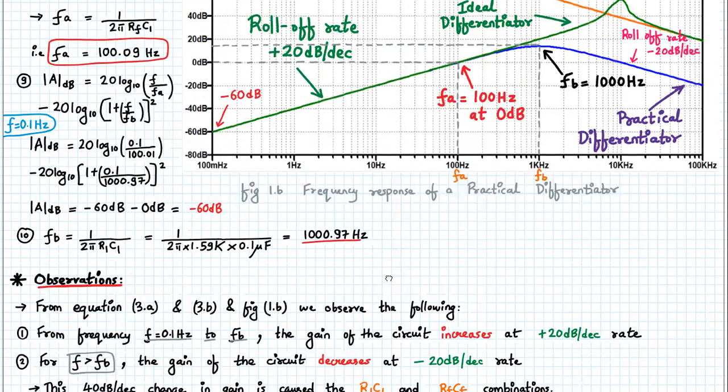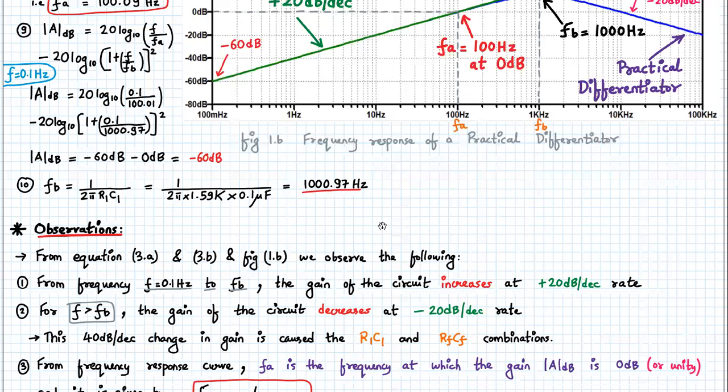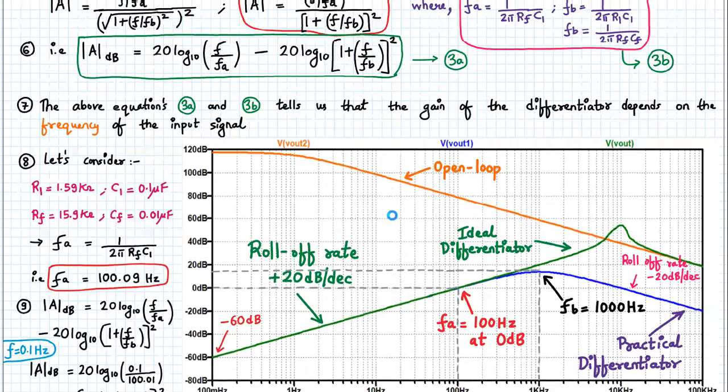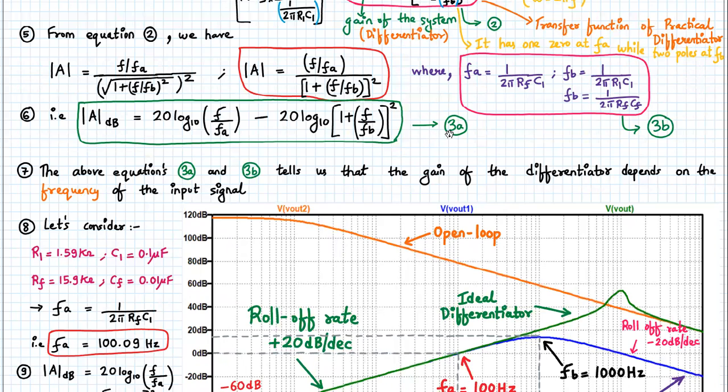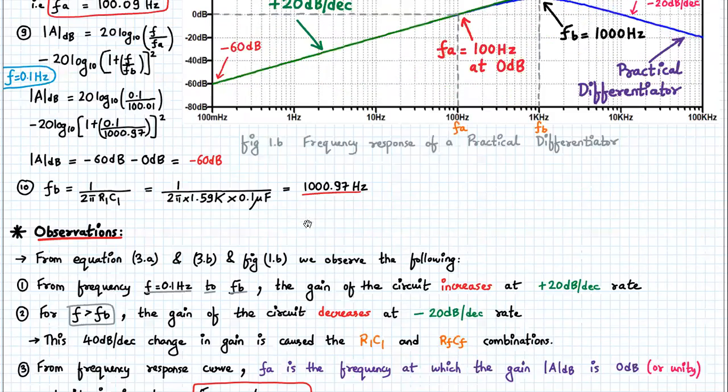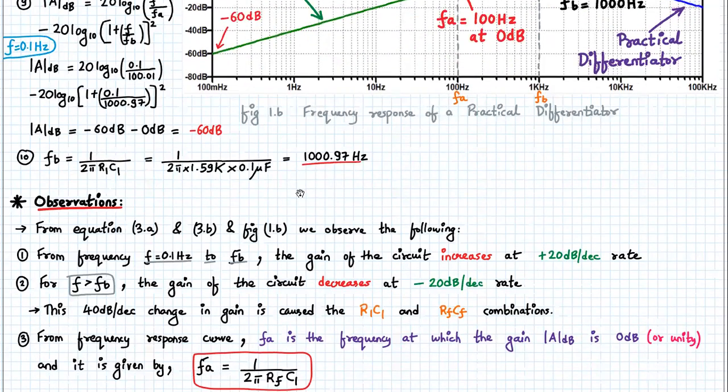Okay, so this is the frequency response of a practical differentiator circuit. Now let's evaluate and make some observations from equation number 3.A and 3.B, and this frequency response for the practical differentiator. Together combined with this frequency response, we'll have quite a lot of observations. So the first observation is, from frequency f equal to 0.1 hertz to FB, the gain of the circuit increases at plus 20 dB per decade.